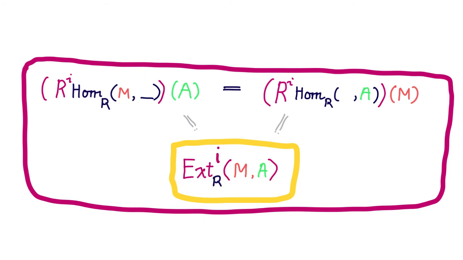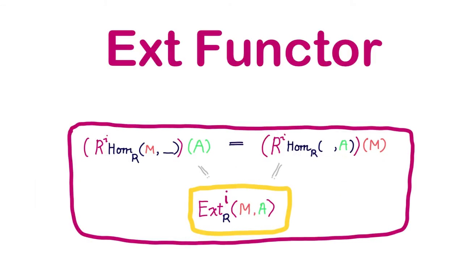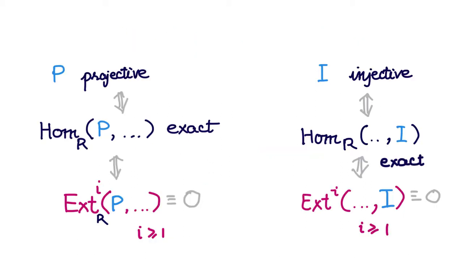The notation Ext is short for extension, and that comes from the fact that Ext^1 of any two R-modules M and L classifies equivalence classes of extensions of M by L. In this video, we want to look at a few examples to get a feel for this Ext functor. First, observe that if P is a projective R-module, then Ext(P, blank) is always going to be 0. Dually, if I is an injective R-module, then Ext of blank comma I is always going to be 0.